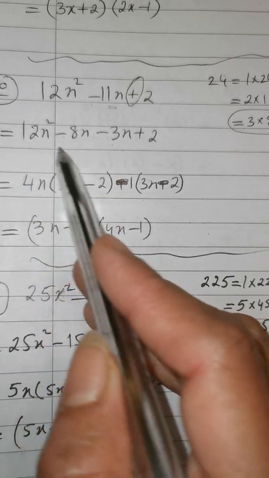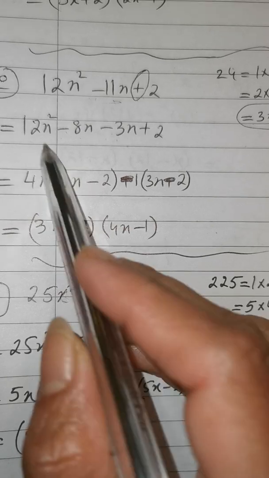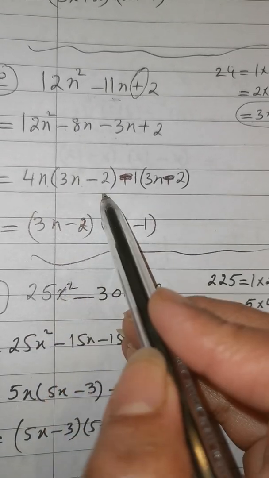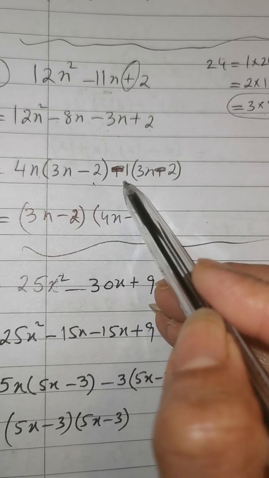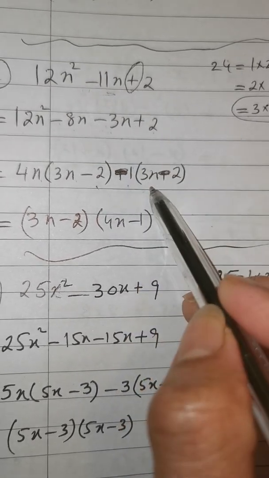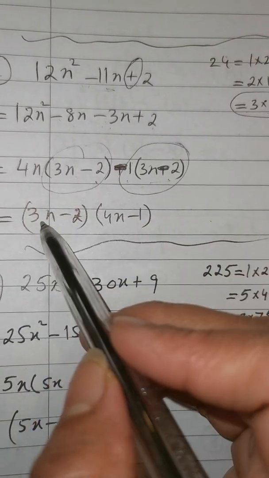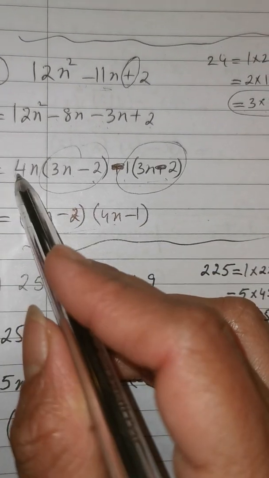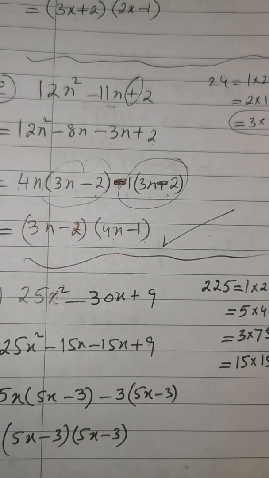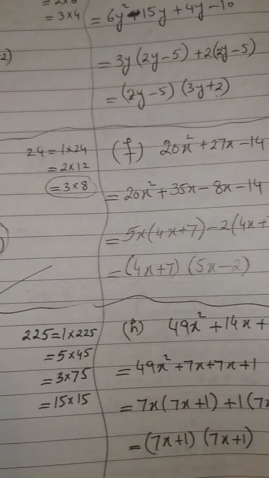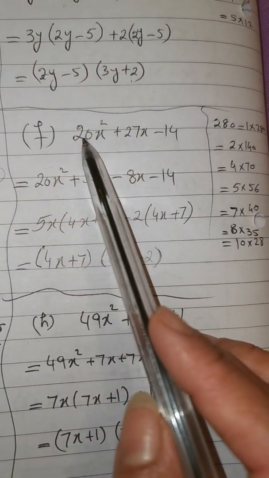From the first two terms make the pair and take 4n as common. You have left 3n minus 2 in the first place, and from here you will take minus 1 as common, so you have left 3n minus 2 here. Again 3n minus 2 from these two pairs, and you have left 4n here and minus 1 here, and this is our solution, right? Another form of this question is like that.